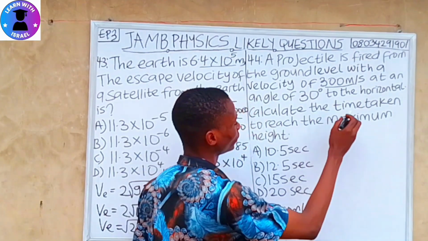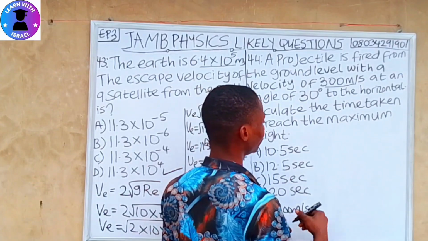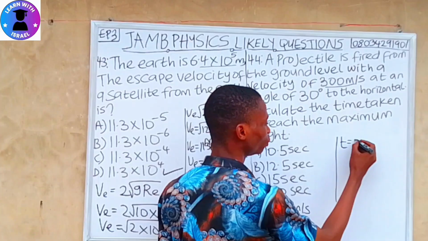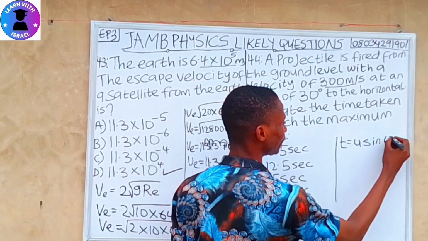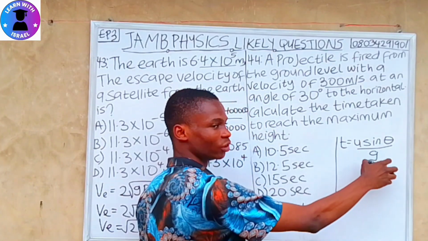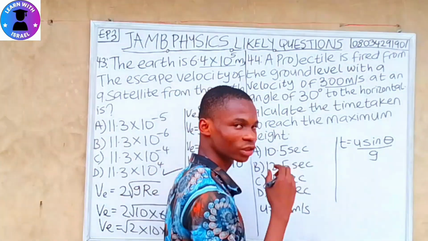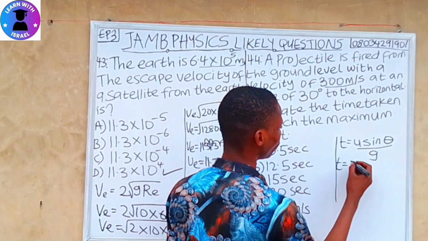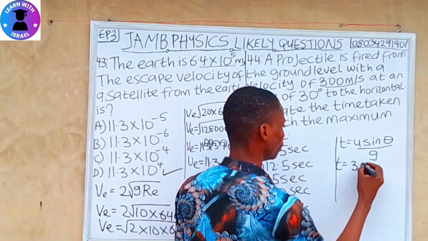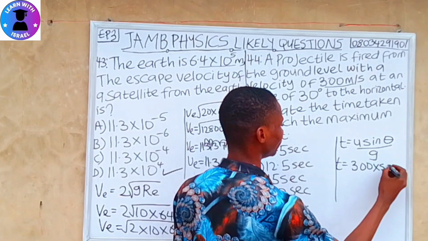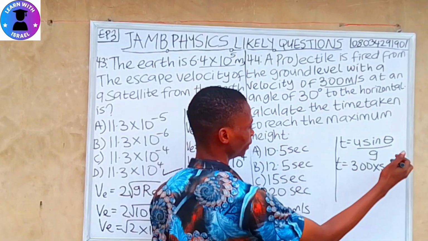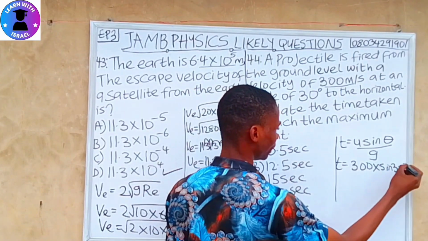So the formula to calculate the time taken to reach the maximum height is t, which is the time taken, equals u sine theta all over g, which is the gravity. Acceleration due to gravity is 10 meters per second squared. It's always constant. Our t, which is time taken, equals, what's our u? Our u is the initial velocity, which is 300, multiplied by our sine 30. Why is it 30? At an angle of 30 degrees. So our theta is 30 degrees.